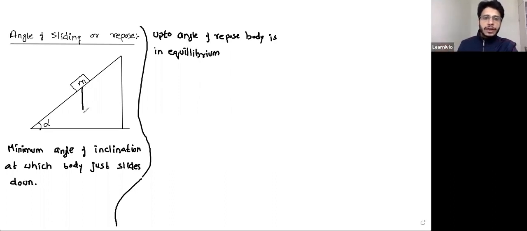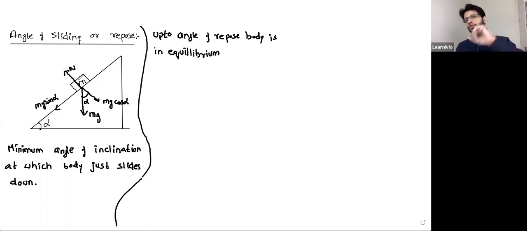So the various forces acting on the body are: mg acting in the downwards direction. This angle is alpha. This is mg cos alpha, and this is mg sin alpha. This is the normal reaction. So mg sin alpha is acting in the downwards direction, so friction will act in the upwards direction.